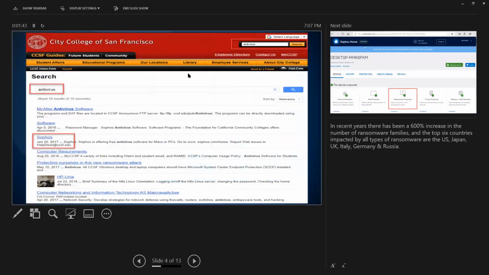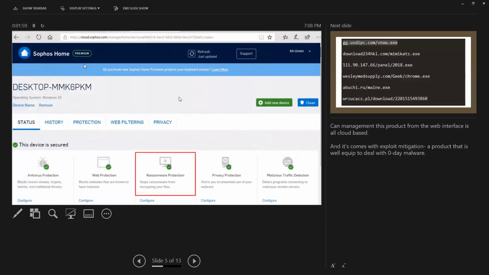So I decided to try it myself. For all the students, if you want to try Sophos antivirus for free, you can go to the City College website, search, and download Sophos. So here it's installed. It's pretty cool software. Basically, they allow you to manage and set up cloud-based. You create an account, log into your account, and you can set up your functionality the way you like it.